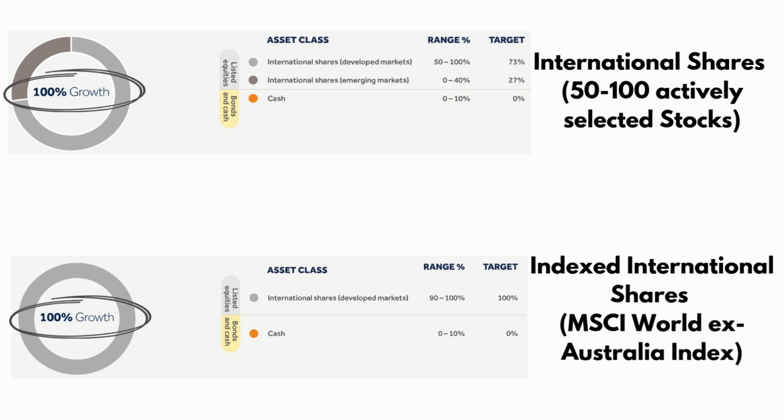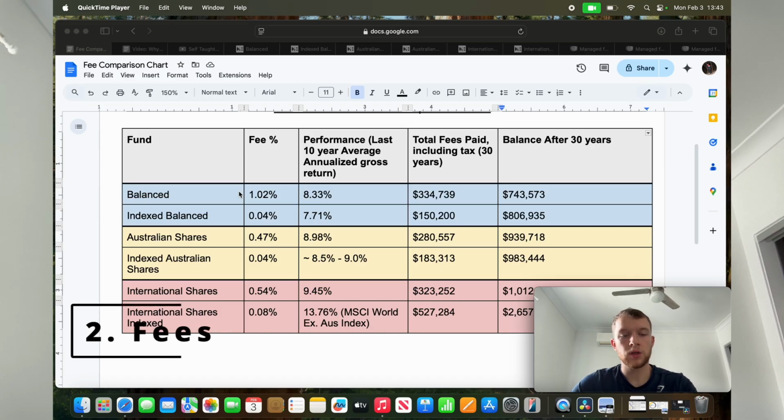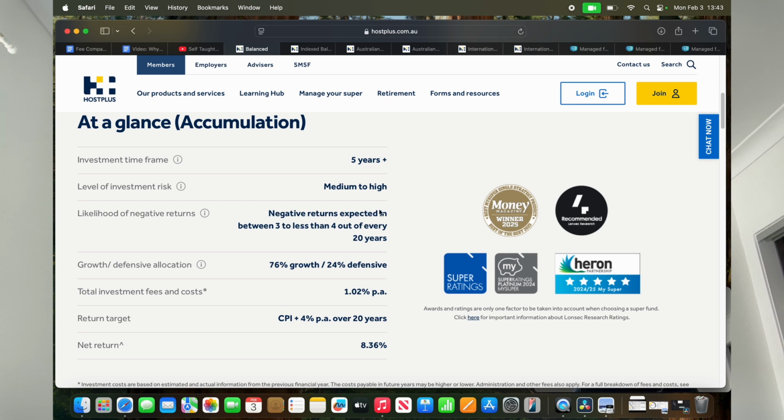Okay, so the second thing we're going to talk about is the fee differences between each of the individual funds. Now, these fee percentages I pulled right from the Host Plus website. They break down the fee into a percentage, and this is the total investment fees and costs, and they tell you a percentage at a yearly, so per annum.